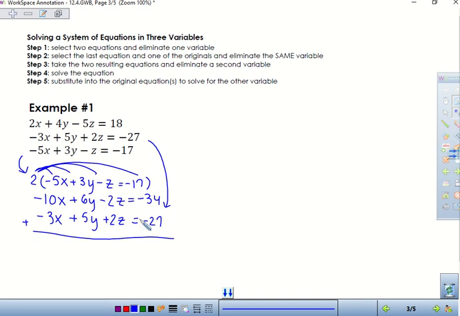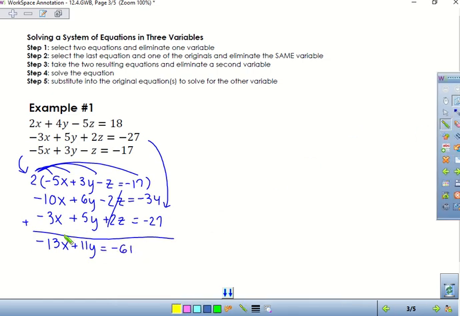So that's going to become -13x plus 11y, the z's cancel, equals -61. So what we're going to do is table this equation and come back to it later. Our goal is to get another equation of x and y. So now I've reduced it down to a 2x2 system.